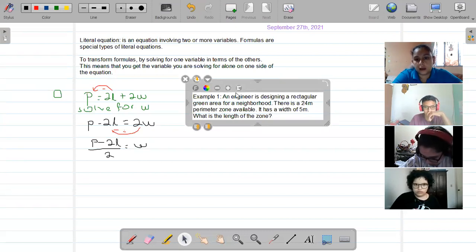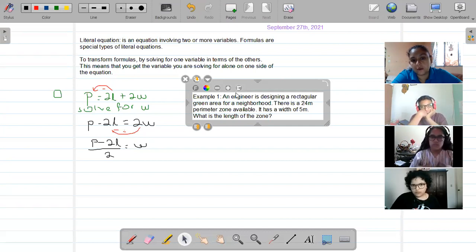And that's it. An engineer is designing a rectangular green area for a neighborhood. There is a zone available with a perimeter of 24 meters. It has a width of 5 meters. What is the length of the zone? That's all I'm giving you.